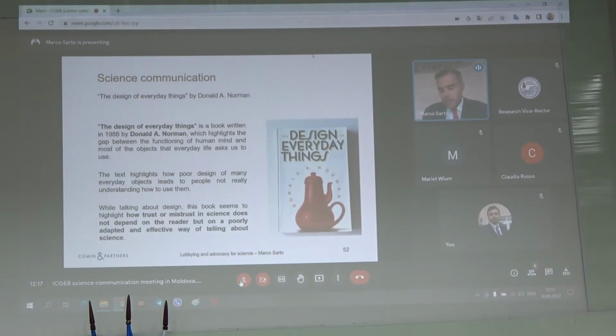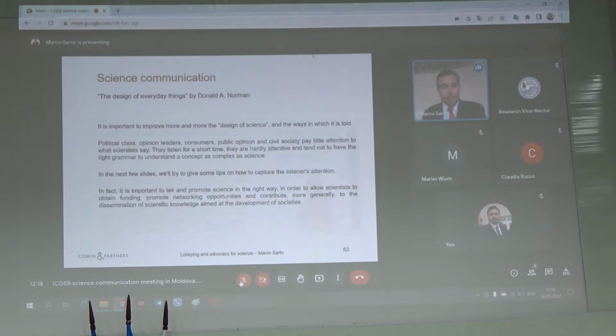And going on with this reasoning, we may mention another truly important book, Donald A. Norman, The Design of Everyday Things. In this book, the author tried to highlight the gap between the functioning of the human mind and most of the objects that everyday life asks us to use. Talking about design, this book seems to highlight how trust or mistrust in science does not depend entirely on the reader, but on a poorly adaptive and ineffective way of telling about science.